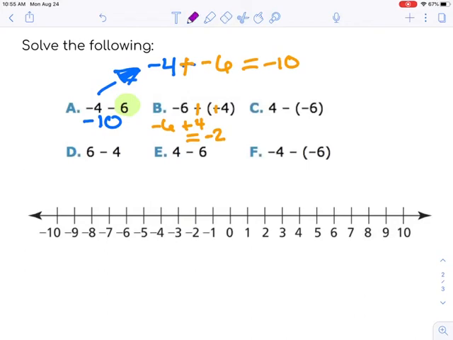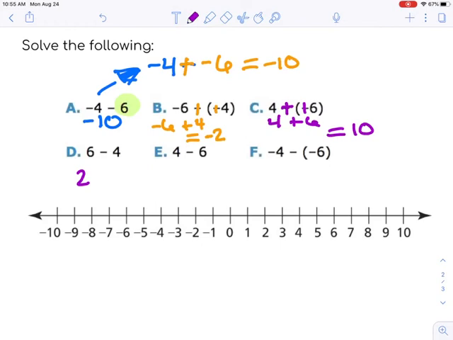All right, let's try C. So 4 minus negative 6. So I want to change that minus to a positive. I want to do the opposite of negative 6, which is positive 6. So I'm left with 4 plus 6. So my answer here is 10. D, 6 minus 4. Now, if you wanted to go through here and change the negative to a positive and then do the opposite of positive 4 to negative 4, you can. Or if you already looked at this problem and said 6 minus 4, or you know how to do that, it's positive 2. Either way.